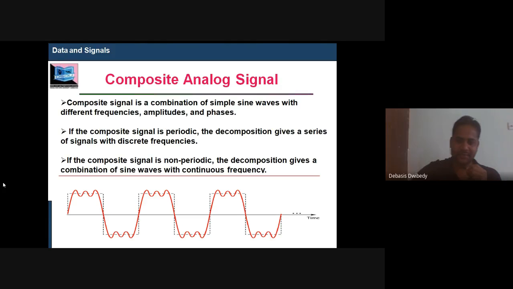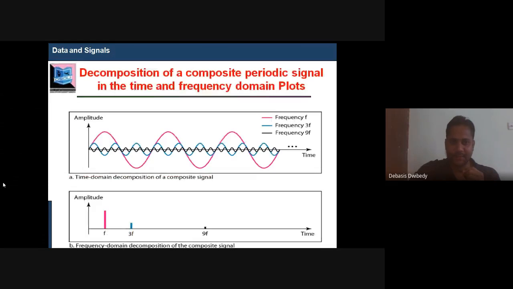Let us understand with some examples. If we decompose a composite signal, how can we represent it through the time domain plot? Let us take an example. A composite signal comprises three simple sine waves with frequencies f, 3f and 9f. When we decompose this composite signal and represent it through the time domain plot, we will see this type of signals. One signal, this bigger signal, has frequency f. Then another signal, this violet color signal, has frequency 3f. And this black color signal has frequency 9 times f.